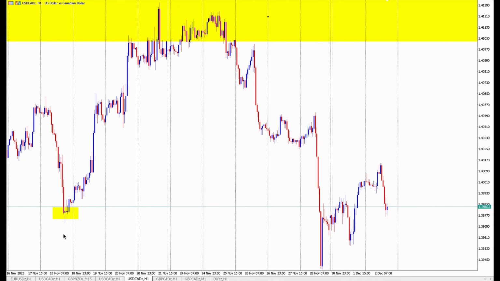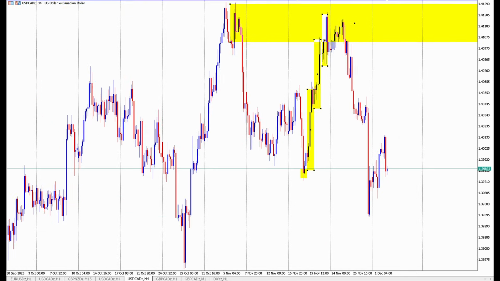We also had a long sustained run into a consolidation, another move to the upside into a consolidation, and the last push, right? The last push driving us into that supply zone, right?